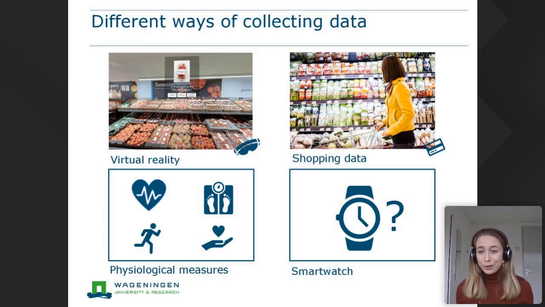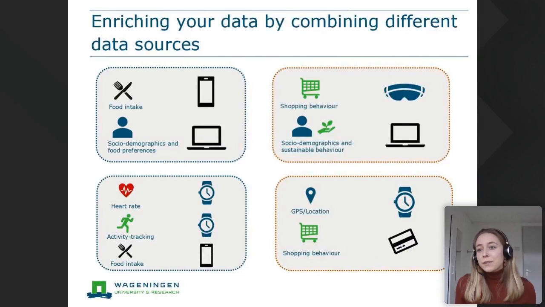And then, of course, now we have the smartwatch. And that is the big question. What can we do with the smartwatch in relation to consumer behavior? So just to give you some inspiration, we put some examples of how to use the data in research, but also how to enrich your data by combining different data sources. In the upper left corner, you can see that we sometimes combine the food intake that we get from the applications with the socio-demographics and food preferences of people. So you can get an idea of who eats what type of food. That is one pretty standard way of combining data.